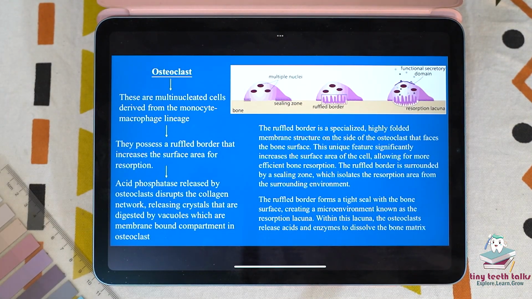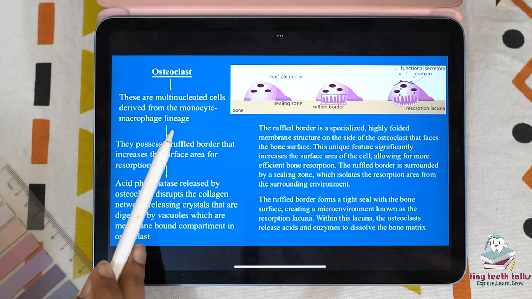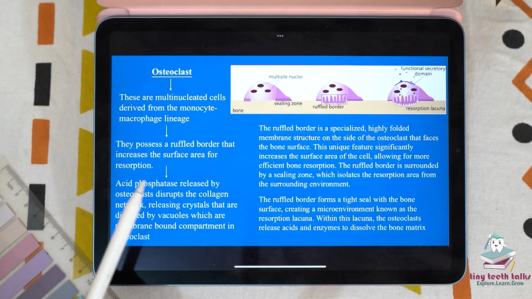Osteoclasts are multinucleated cells that derive from the monocyte macrophage lineage. This monocyte macrophage lineage refers to a group of immune cells that originate from hematopoietic stem cells in the bone marrow, and these stem cells differentiate into myeloid progenitor cells, which further develop into monocytes. These monocytes are a type of white blood cell that circulates in the bloodstream and can migrate into the tissue. Once they enter the tissue, monocytes differentiate into macrophages or dendritic cells depending on the signals they receive from their environment.